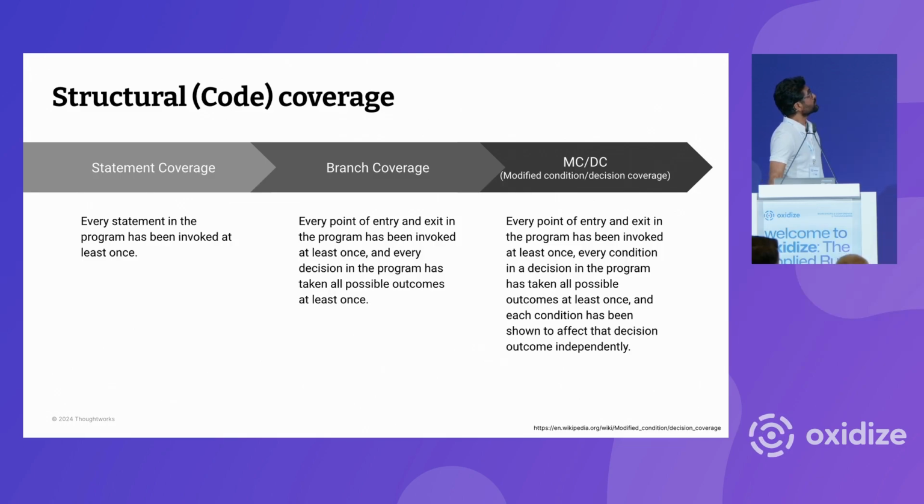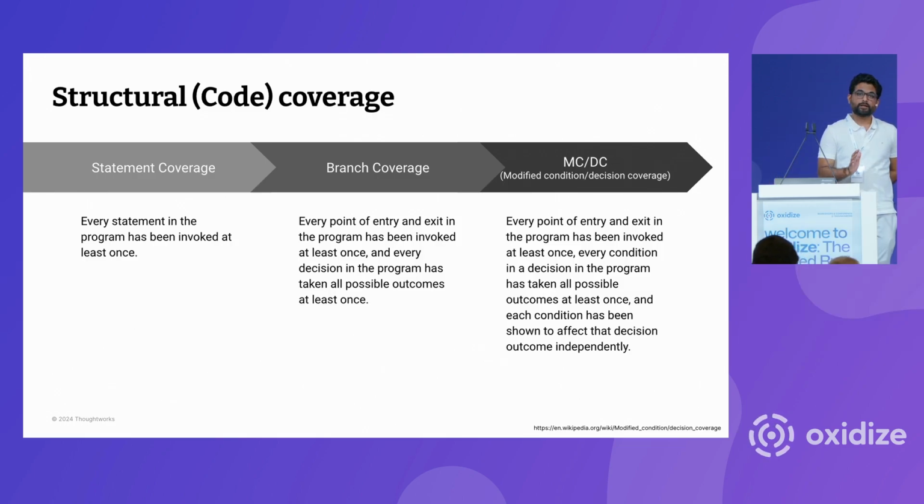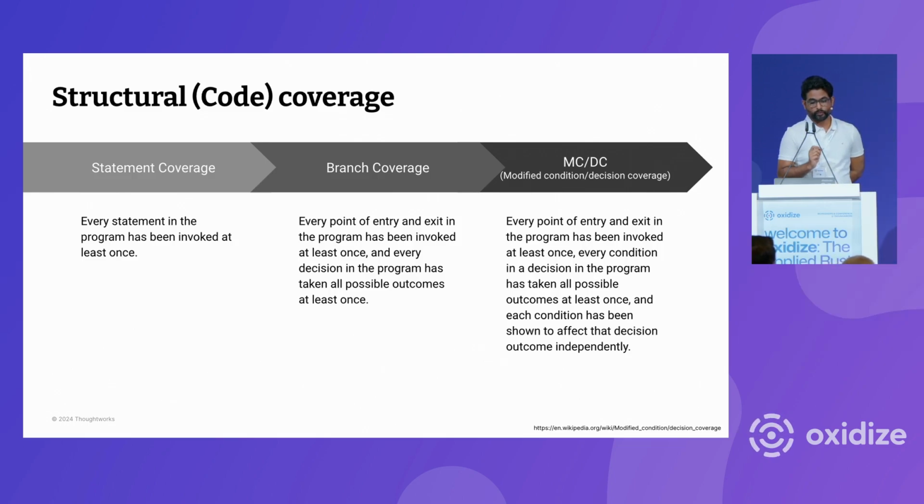So the 3 types of coverage are statement coverage, where you want to make sure that your unit tests are written in such a way that every statement in the program has been invoked at least once. Branch coverage is about whenever there are conditions in the program, whenever there is branching happening in the code, you want to make sure that every decision in the program has taken all the possible outcomes so that you are not leaving any block untested.